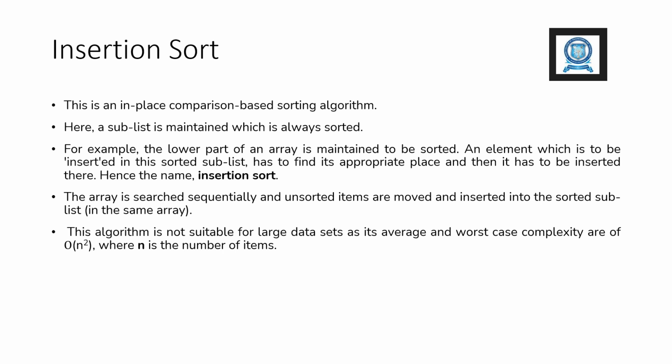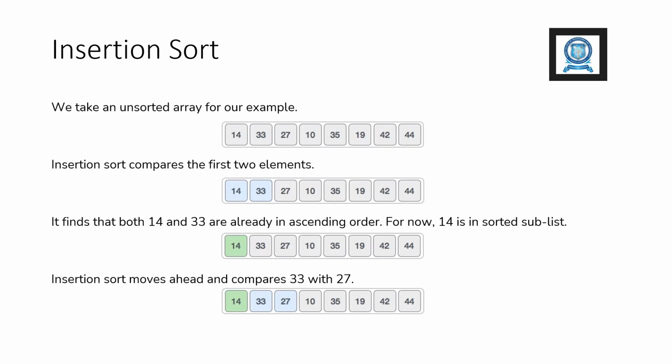The array is searched sequentially and unsorted items are moved and inserted into the sorted sublist in the same array. This algorithm is not suitable for large data sets as its average and worst case complexity are of O of n squared, where n is the number of items. We take an unsorted array for our example.